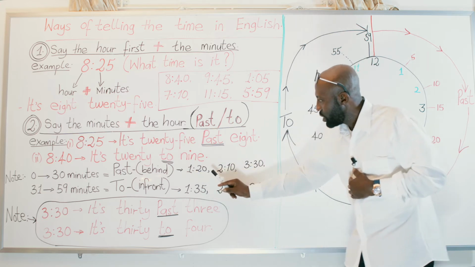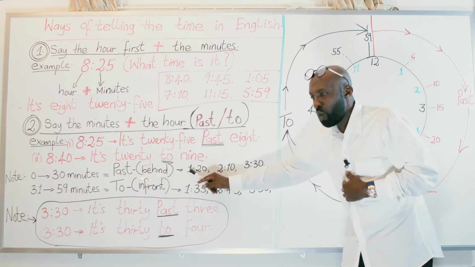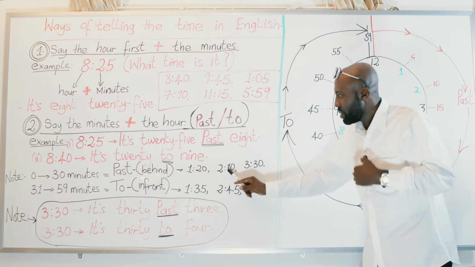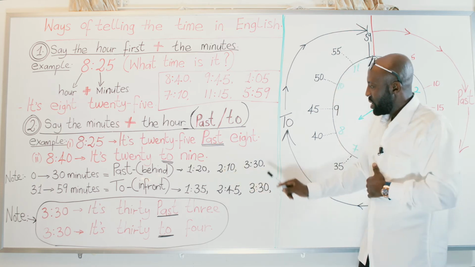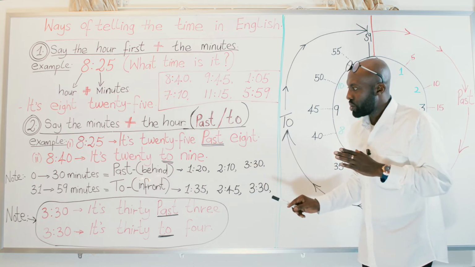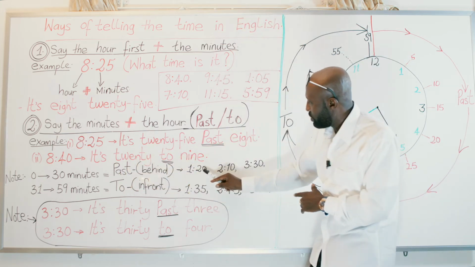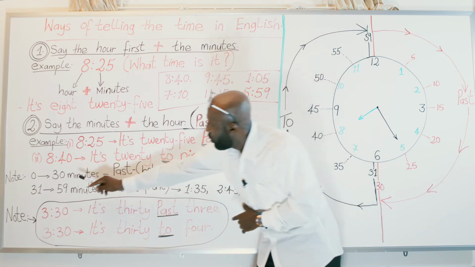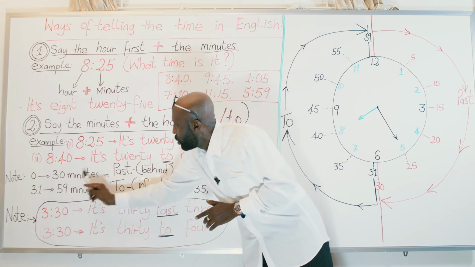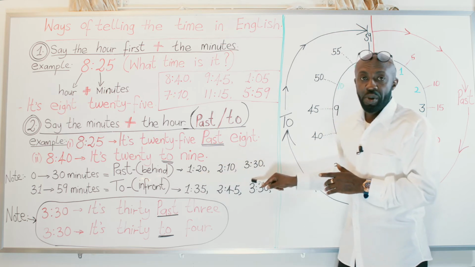So here is 20 past 1. Good. 10 past 2. Good. 30 past 3. Good. So when you are using any minute that is below 30 or equal to 30, 0 minutes to 30 minutes, you use past. So 20, 10, you use past.